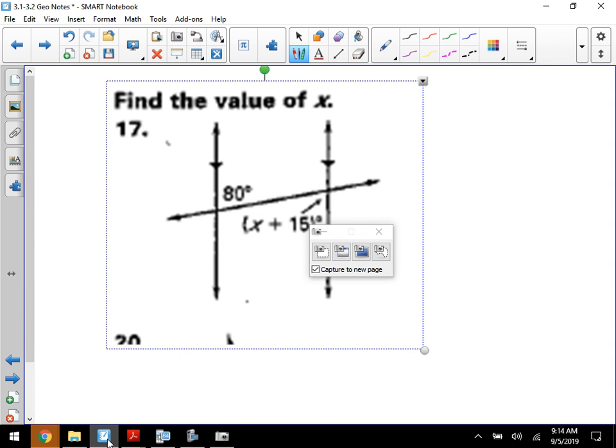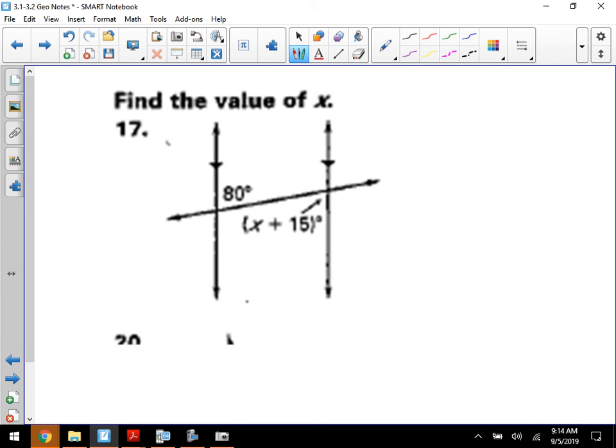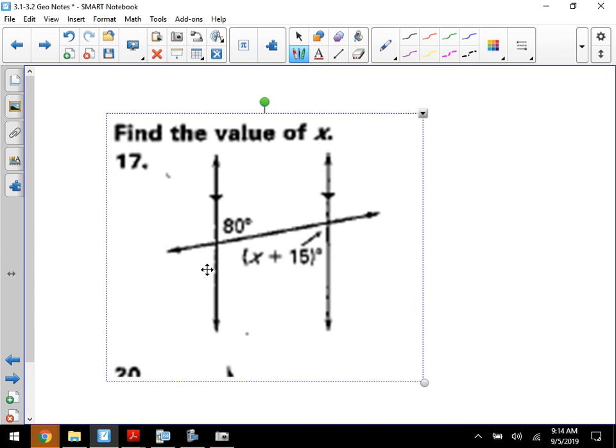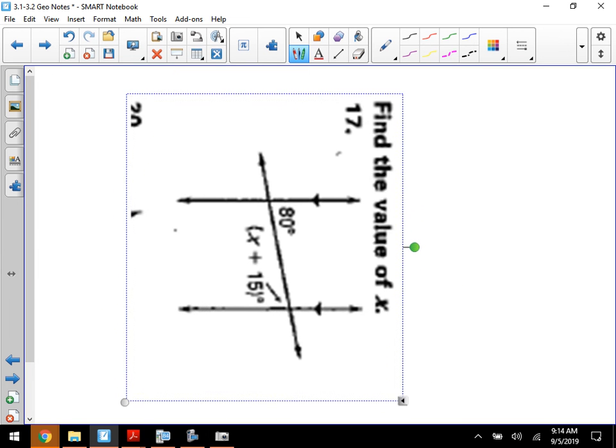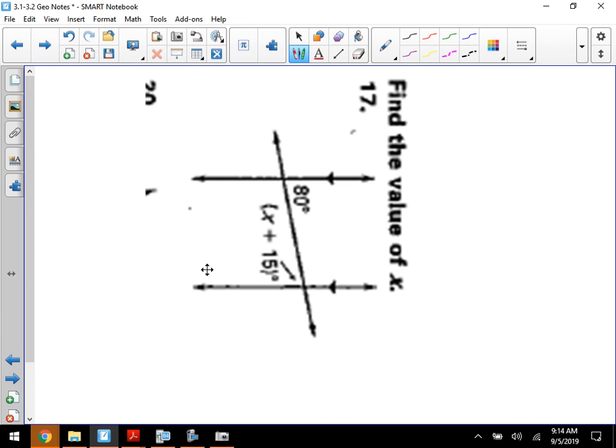So on 17, what am I going to do first? Exactly. I'm going to tilt my page. I'm going to rotate my page to make it easier on me to figure out what in the world's going on. Now that I've done that, I'm going to start marking my tick marks. I go top left, vertical, then we do what's called the alternate interior and vertical.